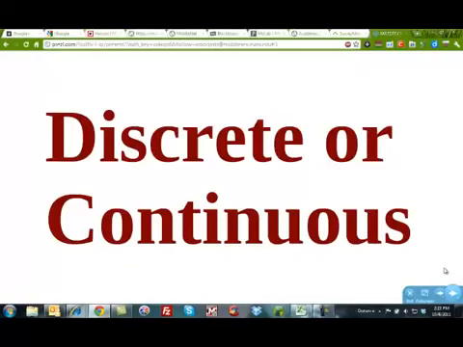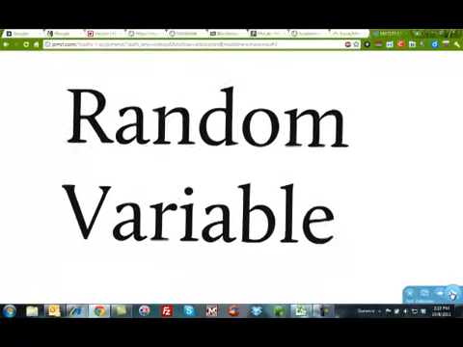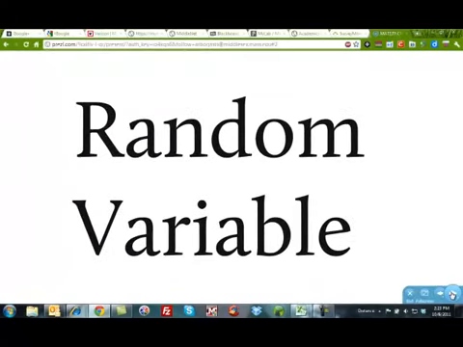Why are we interested in discrete versus continuous? Well, discrete happens in real life. We count things. Okay, and so that's why we're really interested in what is happening in the discrete probabilities. So when we have that, we have to have a random variable.